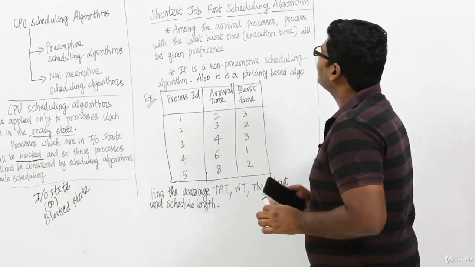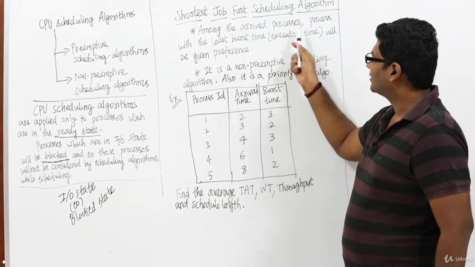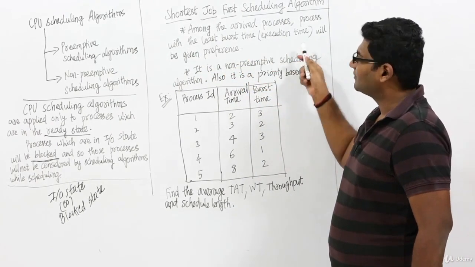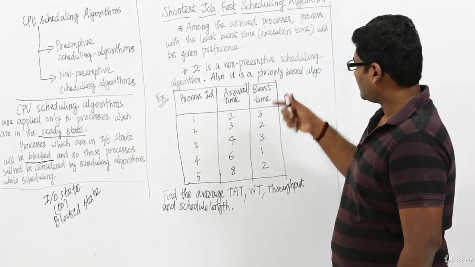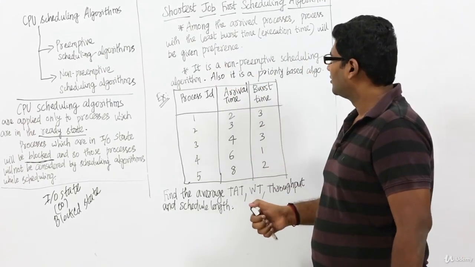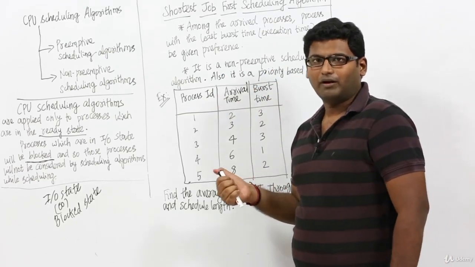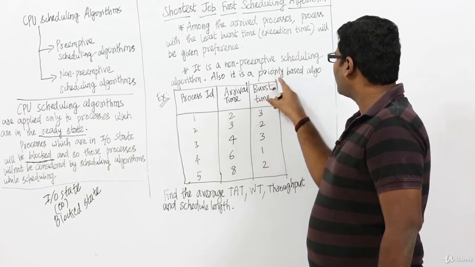Let's first see some theory. Shortest job first scheduling algorithm: among the arrived processes, the process with the least burst time or execution time will be given preference. Burst time and execution time both mean one and the same, right? It is a non-preemptive scheduling algorithm. You know what is meant by non-preemptive scheduling algorithm, right? Also, it is a priority-based algorithm.